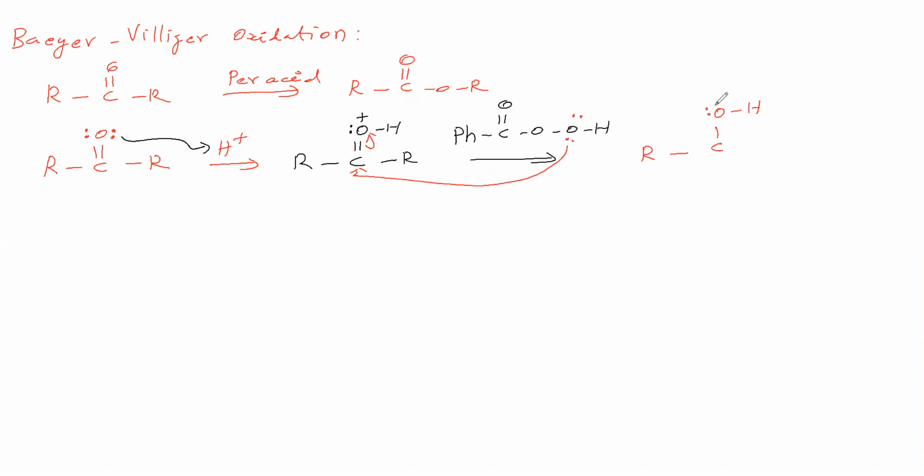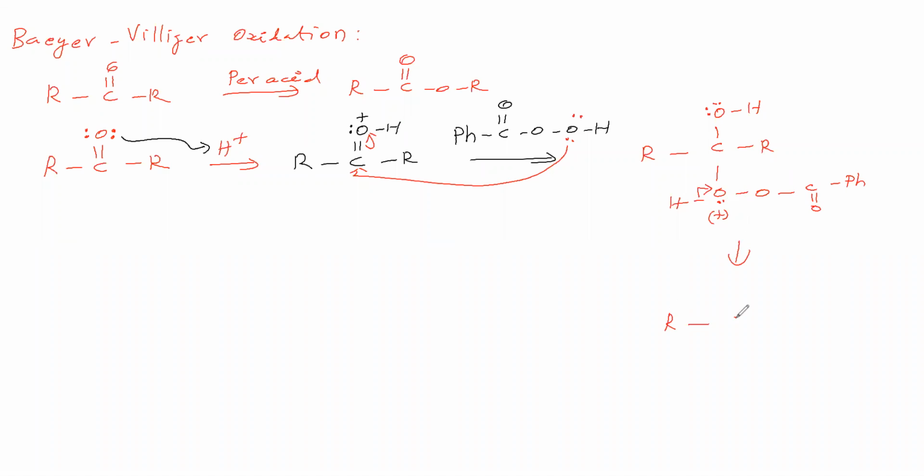R-C-OH, here R, here OH, O-CO-Ph. Here a positive charge is there. So we are getting like this. Next, H+ will be removed. Wherever positive charge is there, there we have to remove H+. Here we will remove H+ because oxygen is having a positive charge.